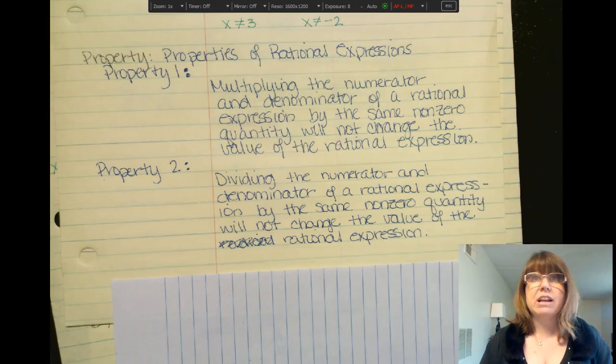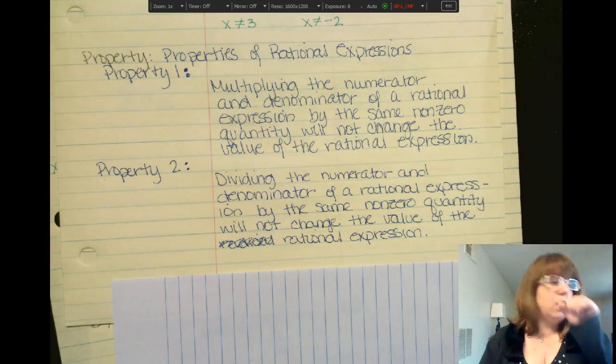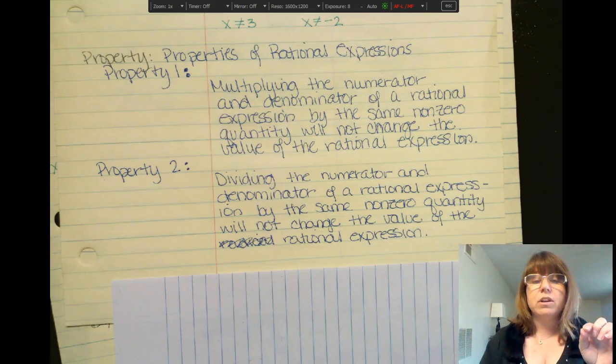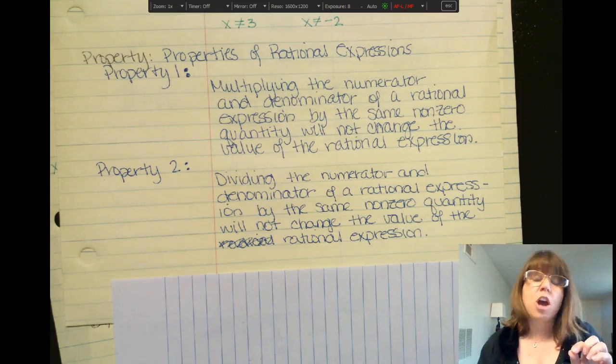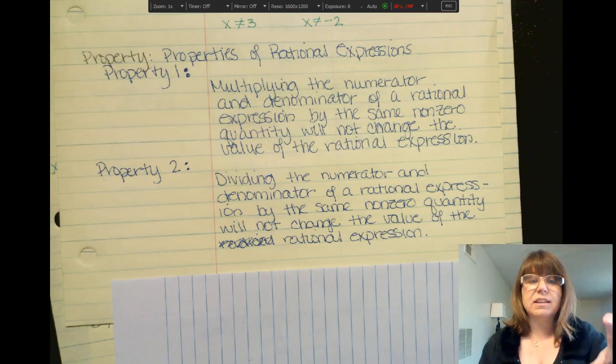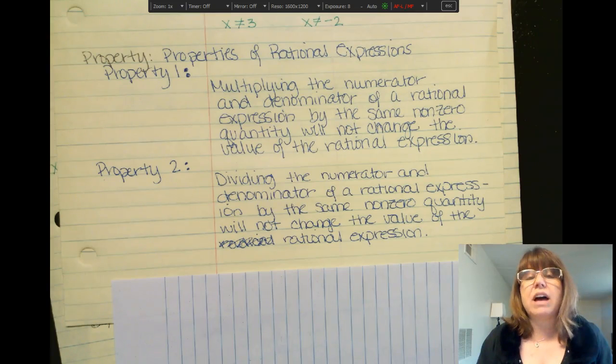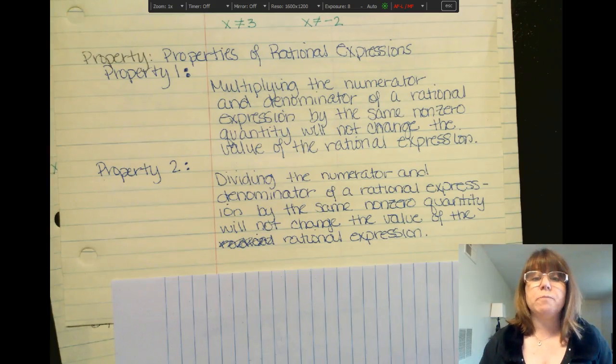For example, if I had a fraction of 10 over 12, I could factor both of those into 2 times 5 for the numerator and 2 times 6 for the denominator. Well, 2 over 2 is just a 1, so I can divide that out, and it doesn't change my expression. It looks a little different, but the value is exactly the same. 5 over 6 is the same value as 10 over 12. Likewise, with rational expressions, if I divide out what the numerator and the denominator have in common, I really don't change the quantity at all.